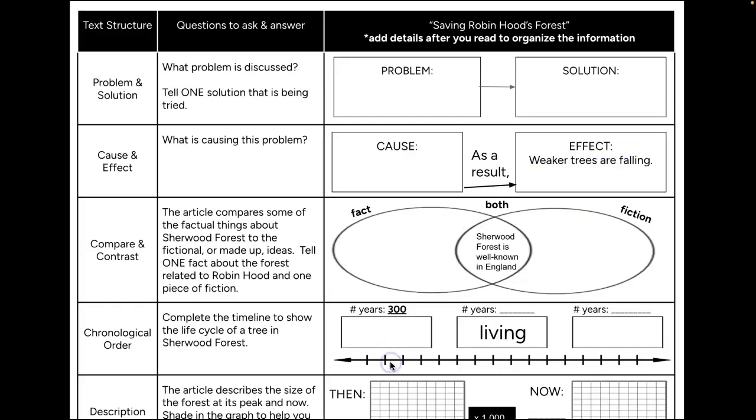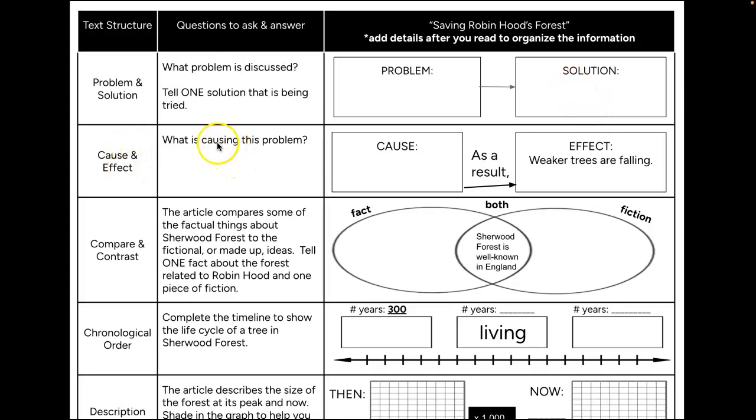Then you've got a handout that looks like this on the inside of your little booklet, and it's going to ask you to look for information specifically designed or written to each of these text structures. So the first one is problem and solution. It's going to talk about a problem in the article and then one solution that's being tried to solve that problem. So if you come across more than one problem, pick the main problem that is happening in Sherwood Forest, Robin Hood's forest. And they're going to give you a couple of different solutions, so I want you just to pick any one.